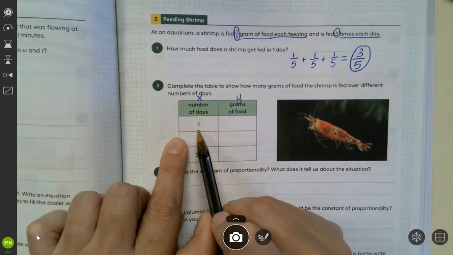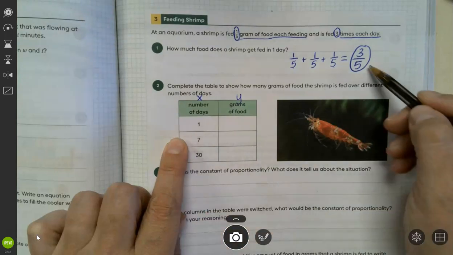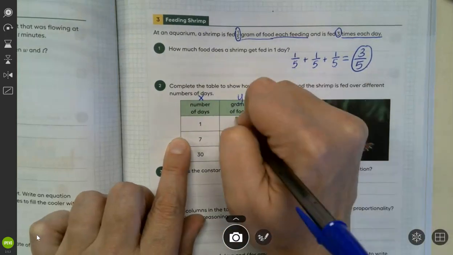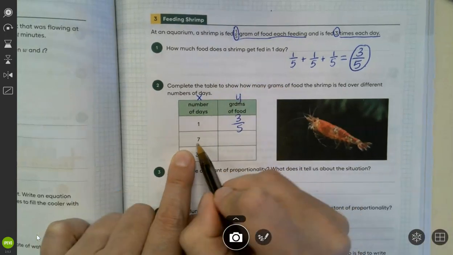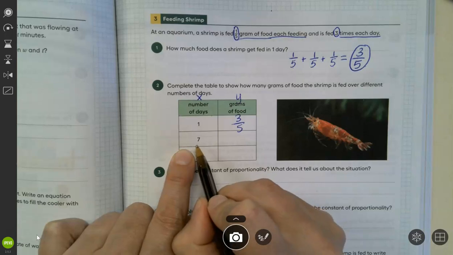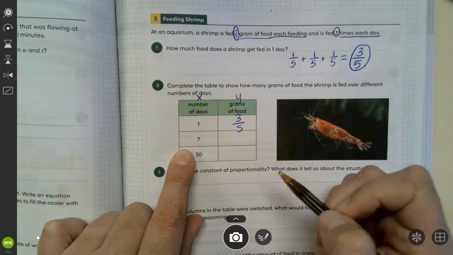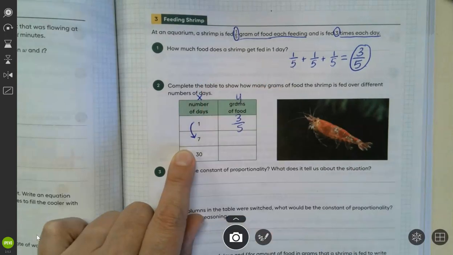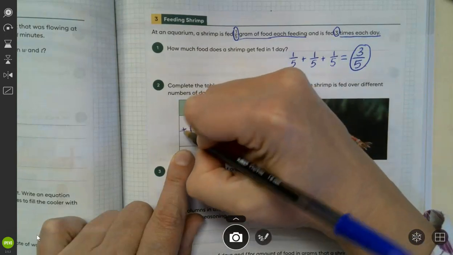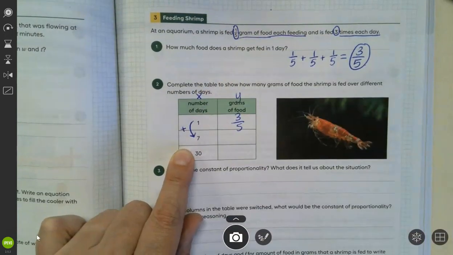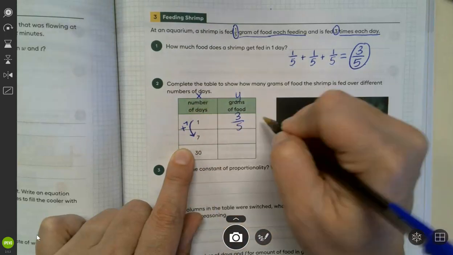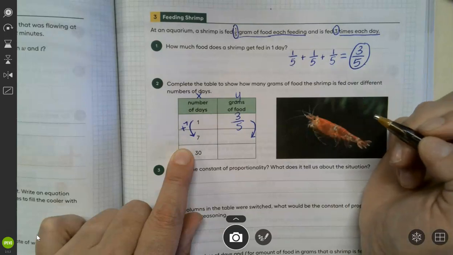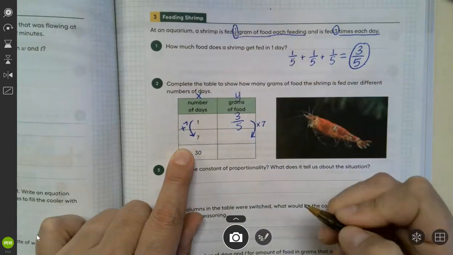So number of days that the shrimp needs to get fed. Well, one day the shrimp is going to get fed 3/5 gram of food. We already did that, so we can just fill it in. What about if the shrimp needs to be fed for 7 days? How can we figure out how much food that is? So let's look at how we go from 1 to 7. How are we going to be multiplying to get from 1 to 7? 1 times what equals 7? That's 7. So if I multiply this by 7, we're also going to multiply this by 7.